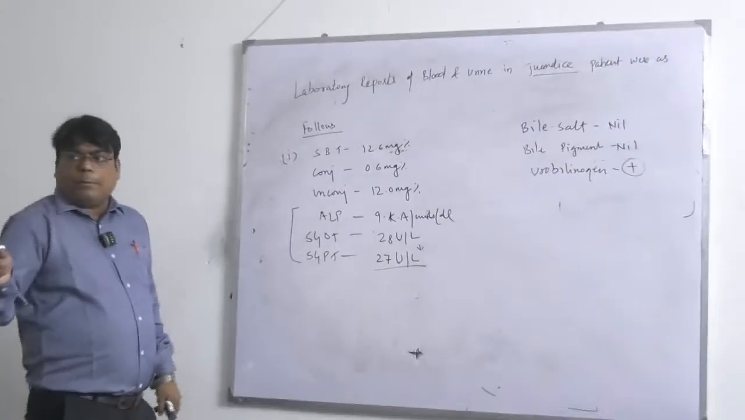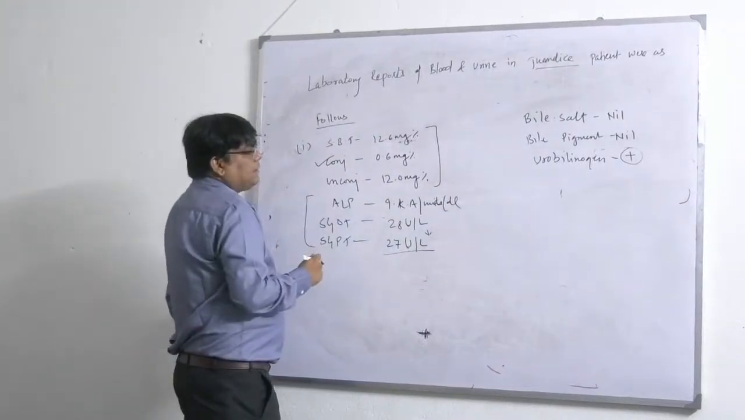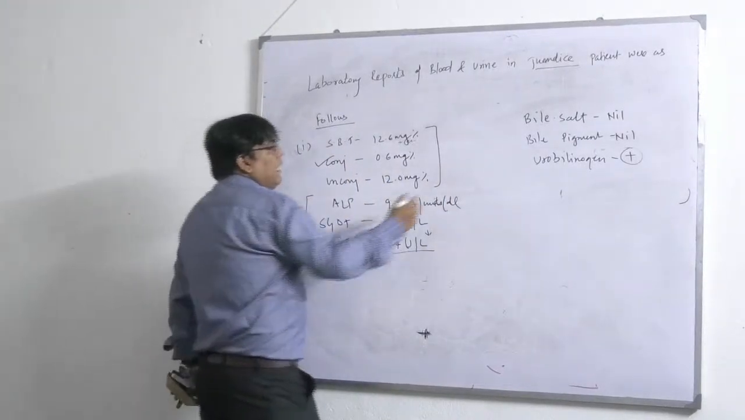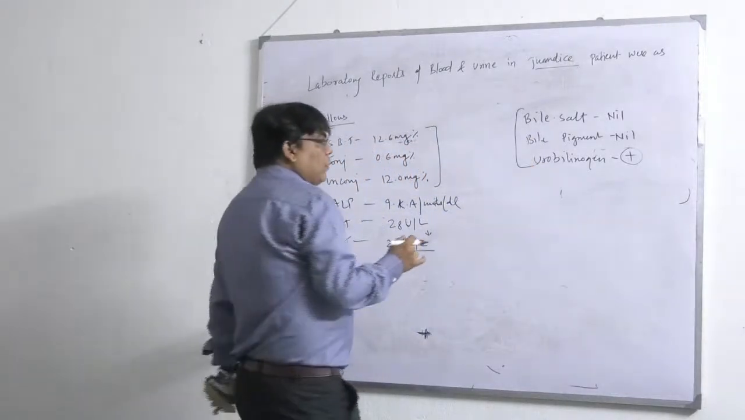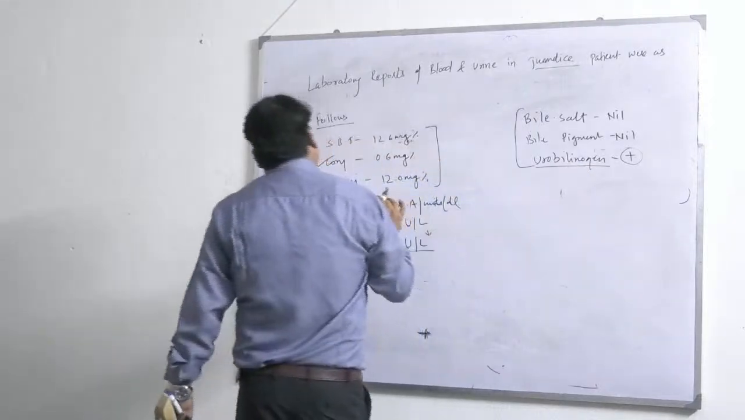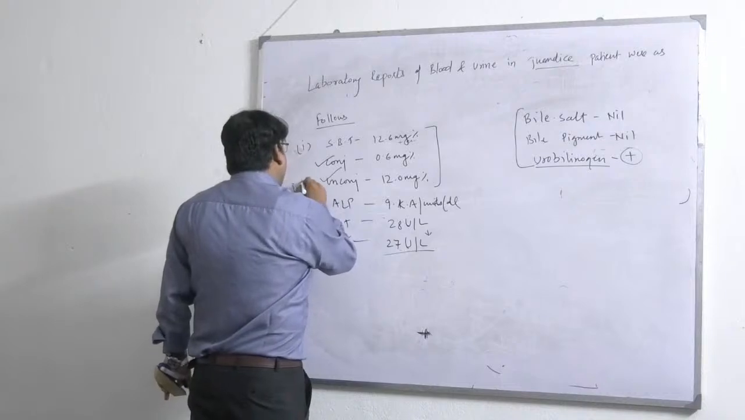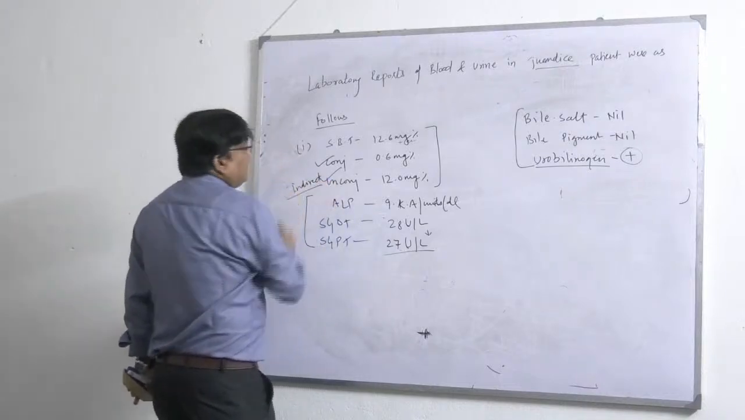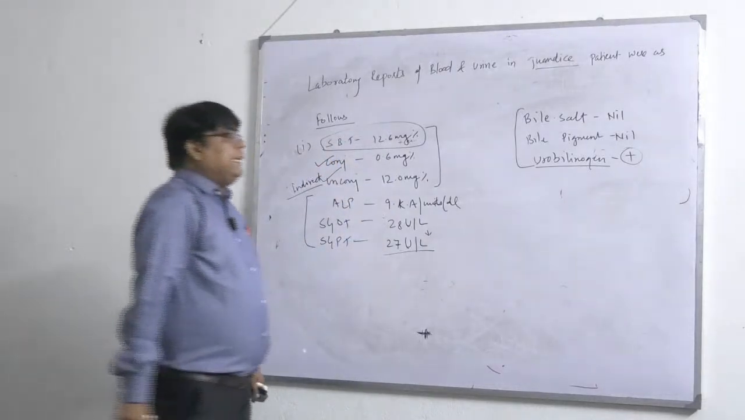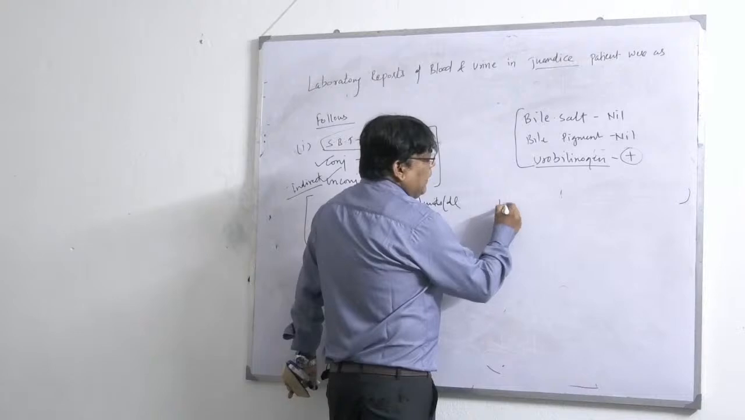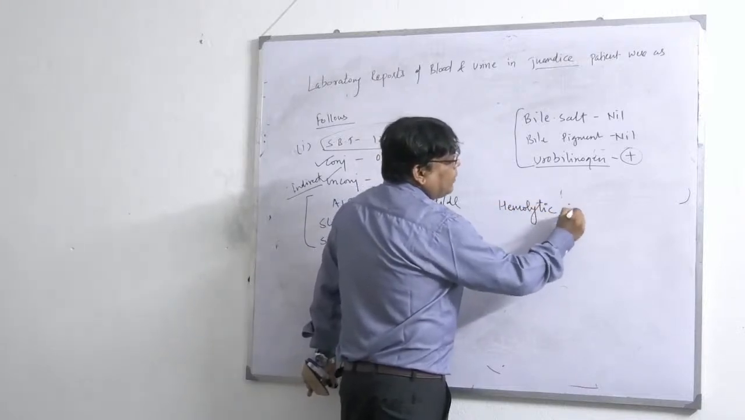All parameters in your previous reports. Conjugated bilirubin is normal, bile salt is negative, and bile pigment is nil in the urine. Urobilinogen is already positive. Now unconjugated means indirect. Indirect bilirubin is high, and total bilirubin is high due to the indirect. So this is a clear case of hemolytic jaundice.